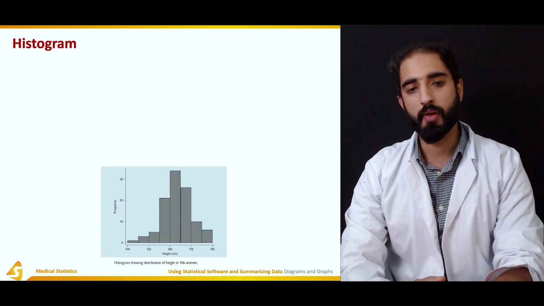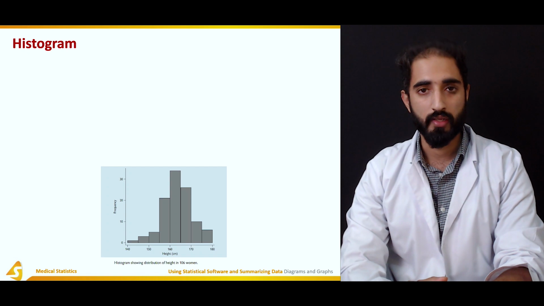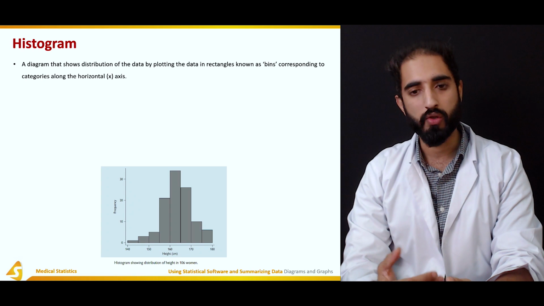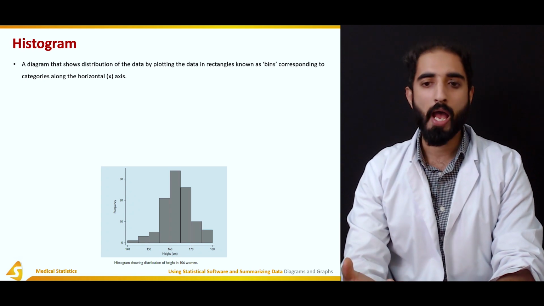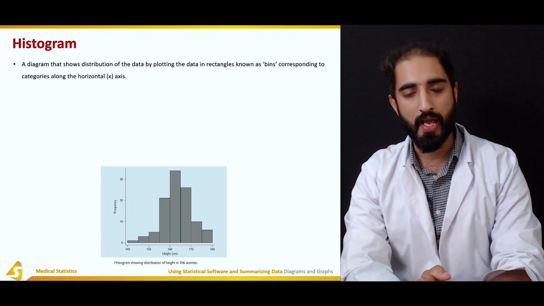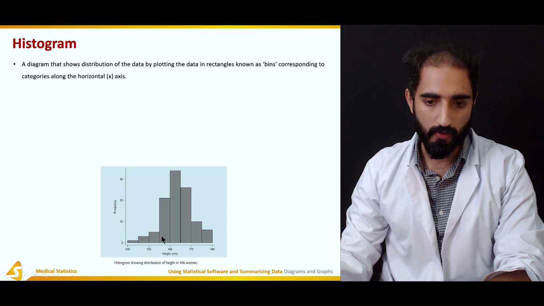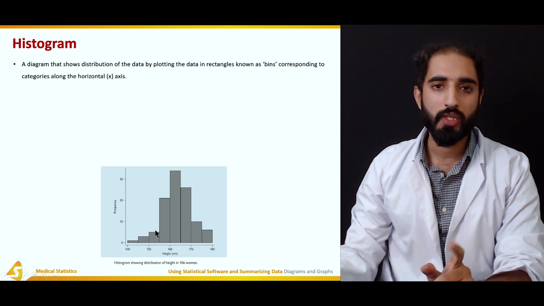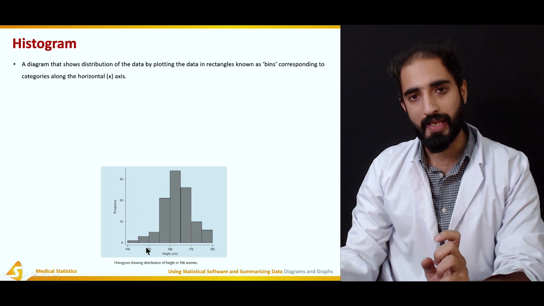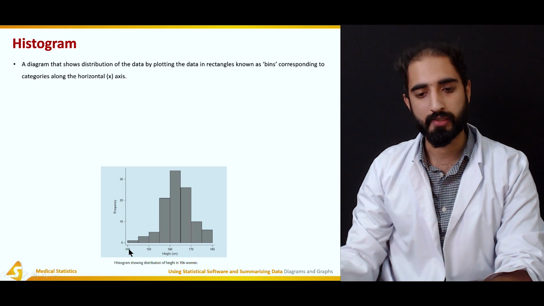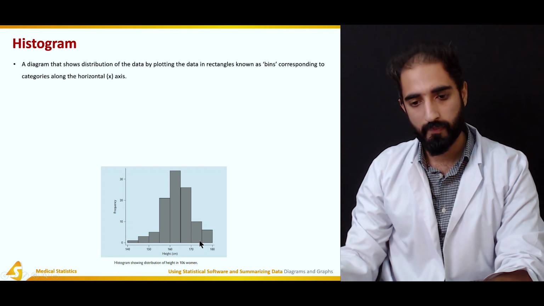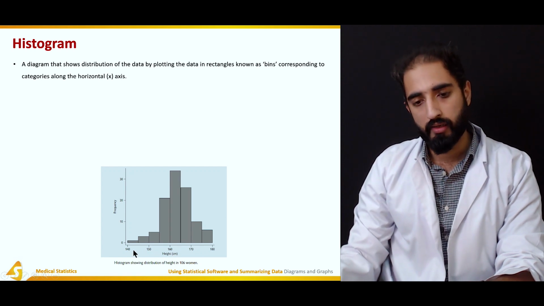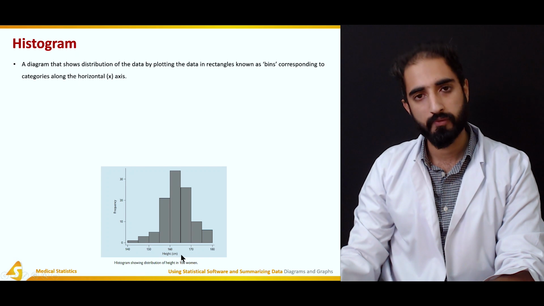So a very common one is a histogram. So let's start off with a histogram. A histogram is a diagram that shows the distribution of the data by plotting the data in rectangles, these rectangles here, which are known as bins. And they correspond to the categories along the x-axis or the horizontal axis. Now, this is the horizontal axis. And here we can see that we have categories of height.